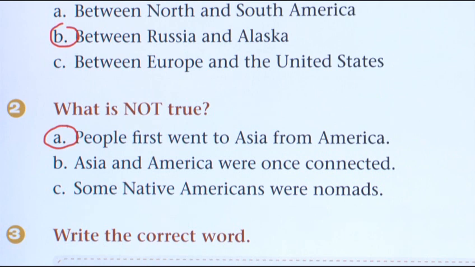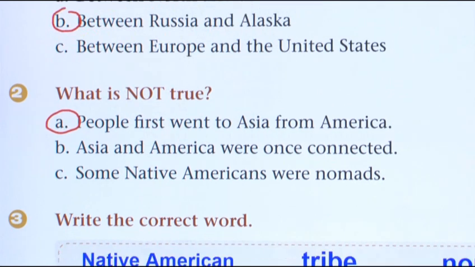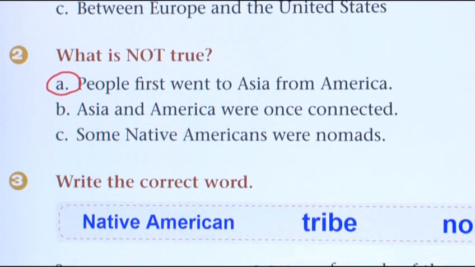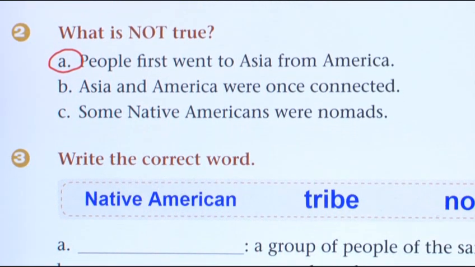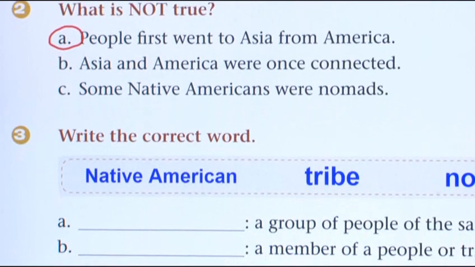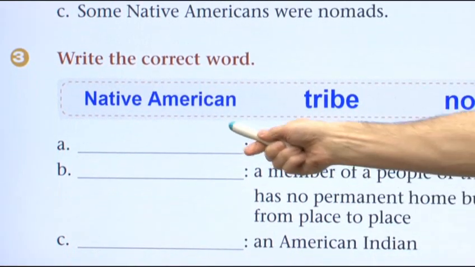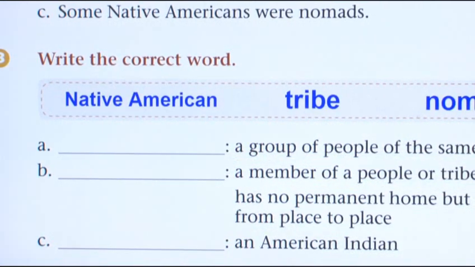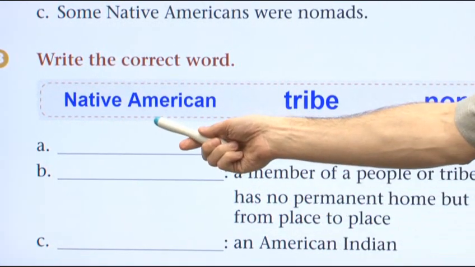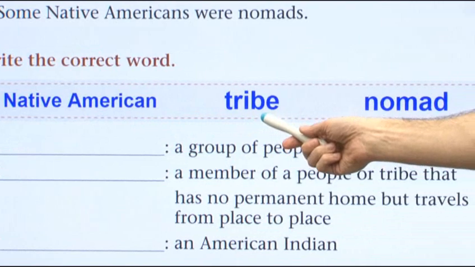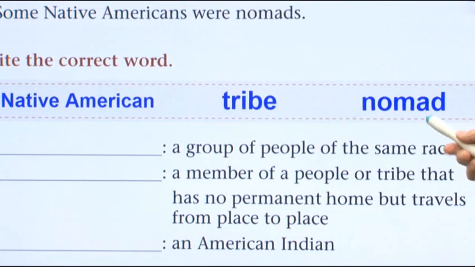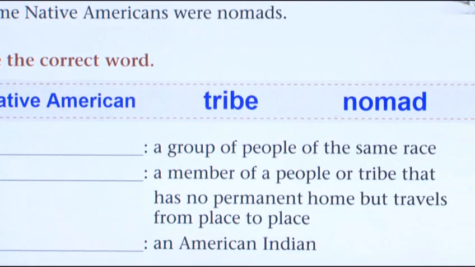All right. Congratulations, guys. Now, let's take a look at number 3. Number 3 is a little bit longer. No problem, though. You know what you're doing. Write the correct word in the blank. And the words are Native American, tribe, and nomad. So let's read them first.